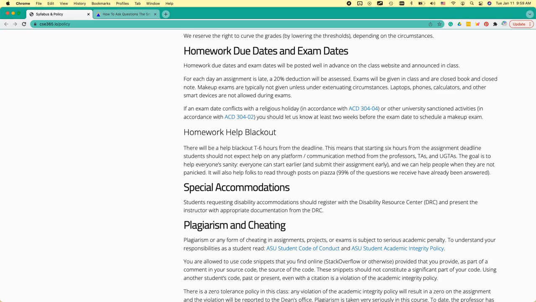So we're going to black out those times. Say the deadline is 11:59 p.m., basically midnight, then we are not going to answer questions after 6 p.m. So 6 hours before the assignment or CTF deadline, we're going to close out and we're not going to answer any questions.